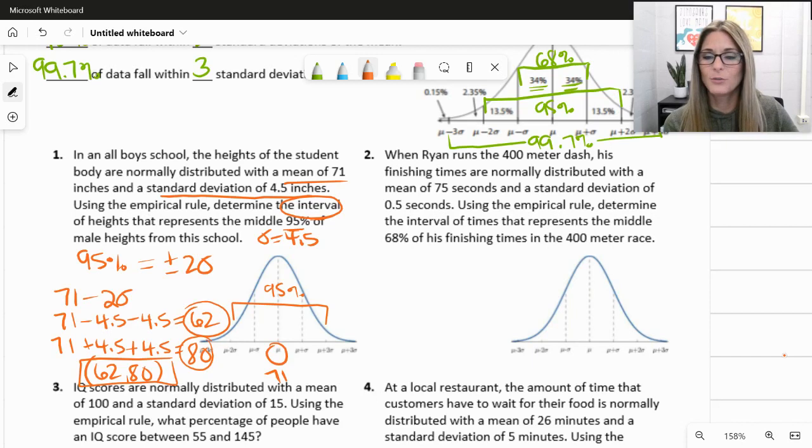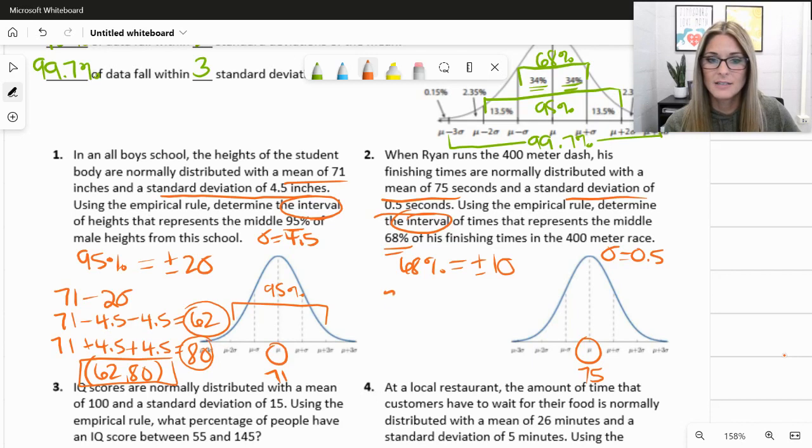When Ryan runs the 400-meter dash, his finishing times are normally distributed with a mean of 75. I'm going to go ahead and label that here on our bell curve, with a standard deviation of 0.5 seconds. I'm going to make that note. Using the empirical rule, determine the interval of times that represent the middle 68% of his finishing times in the 400-meter race. 68% is equal to adding, subtracting 1 standard deviation from your mean.